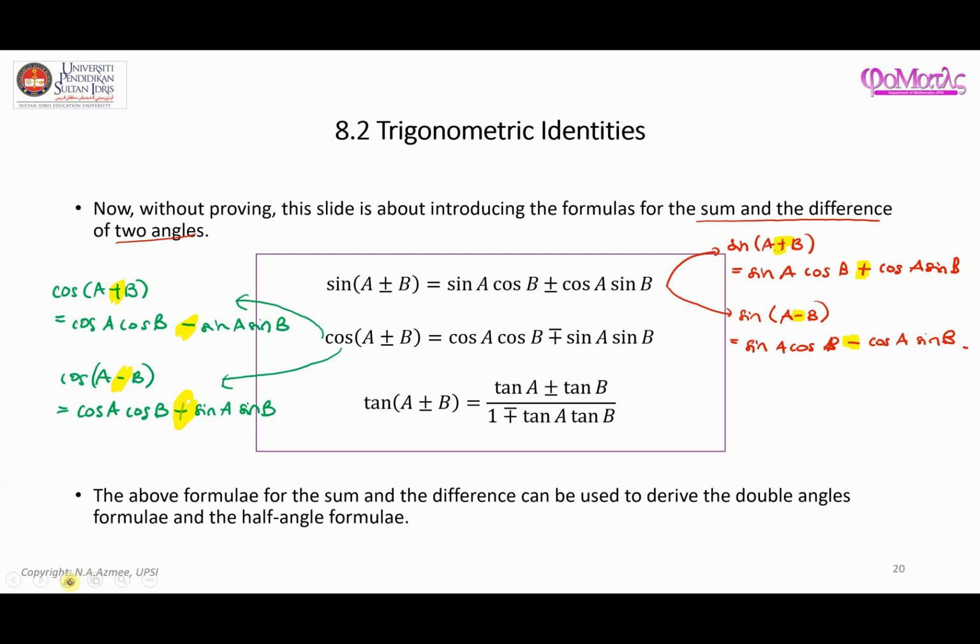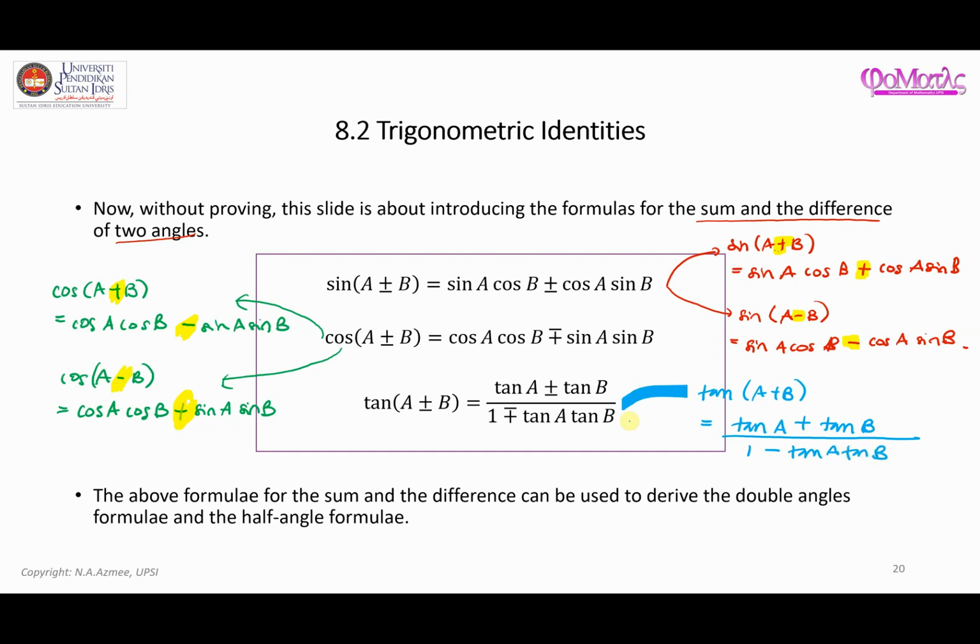Okay, now next, for tangent. If you have tangent A plus B, this is equal to tangent A plus tangent B over 1. Over here you're going to change the process, it will be minus tangent A tangent B.